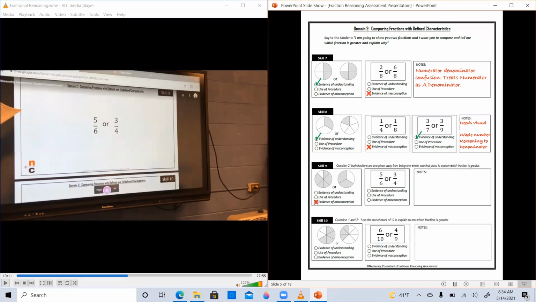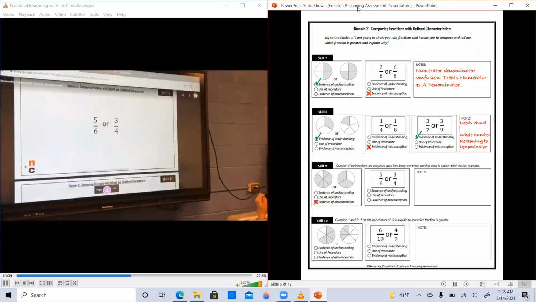So they're seeing, can they apply that skill? Both fractions are one piece away from being a whole. How can you use that piece to explain which one's greater? So which is greater, 5/6 or 3/4? I'm gonna go with... So each one's one piece away. So how can you use that piece to tell you which one's greater?